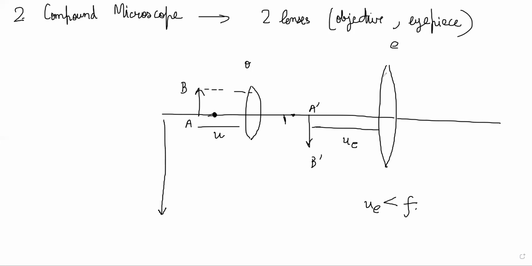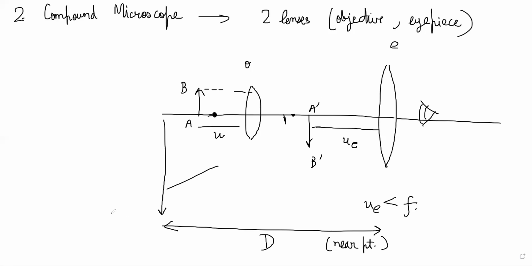Now, again, there are two ways you can operate it. One way is that this distance should turn out to be D, so that you can look at it from this side and it is at your near point. And the other way is that you can ensure that A dash B dash falls exactly on the focus and the image is formed at infinity. So we will analyze the infinity case later. First, let's analyze the near point case.